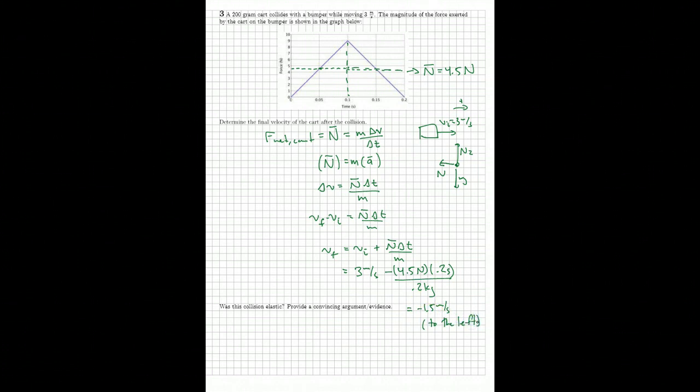Was it elastic? Well, for it to be elastic, we should have the same amount of KE at the end that we did at the beginning. And our initial KE was just from the cart, and our final KE also just from the cart. And because the V's are not equal, it was not an elastic collision. We definitely lost some energy here. We started at 3 meters per second and ended at 1.5. So K final is less than K initial. This was an inelastic collision.